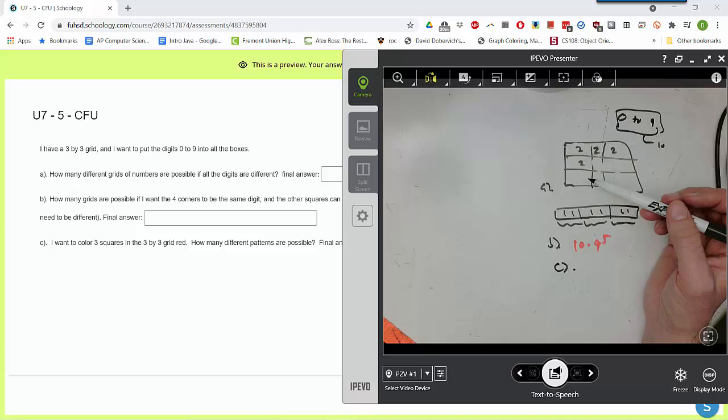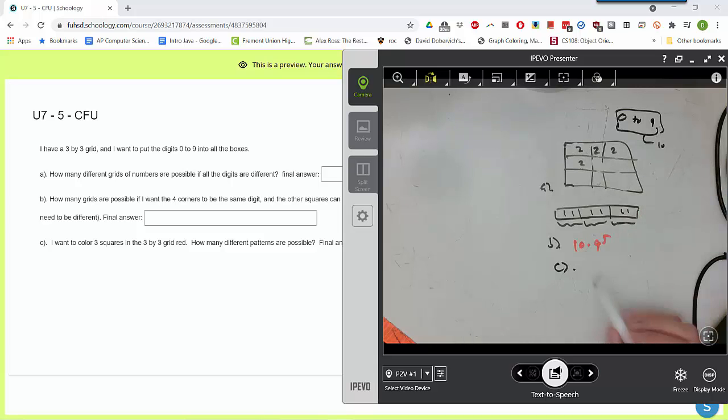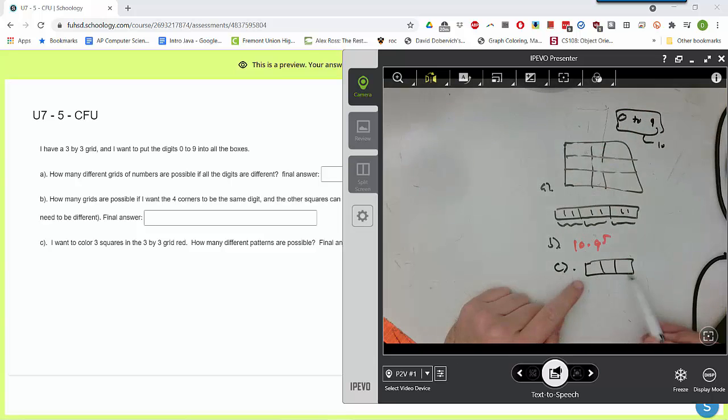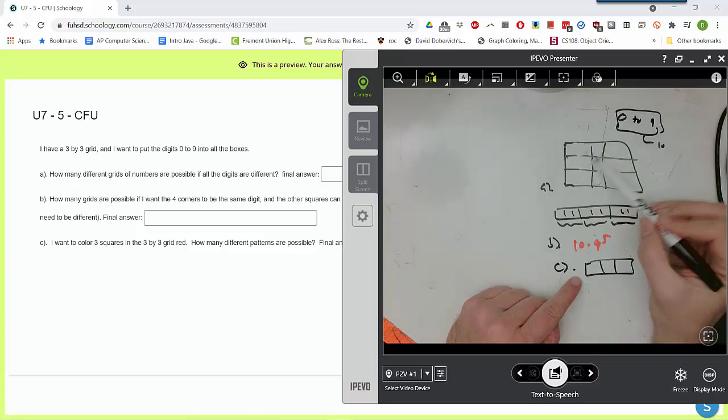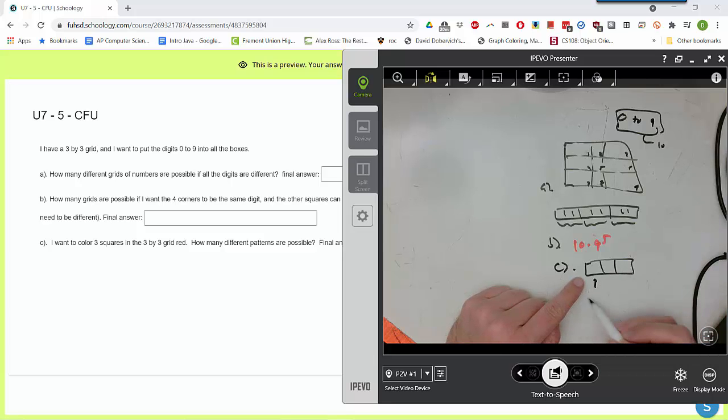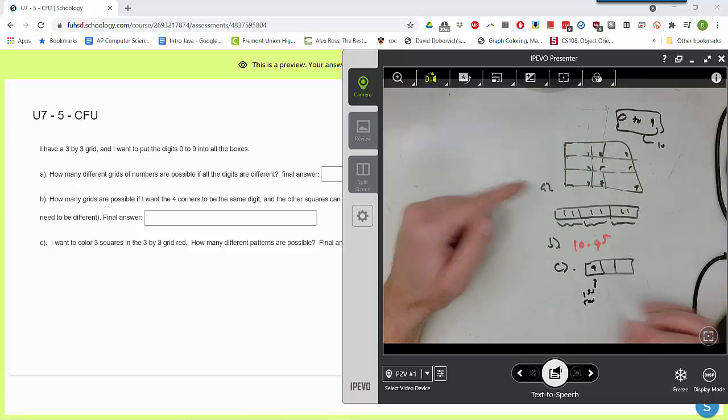So let's think about it this way. I want to color 3 squares. So let's think about it in terms of which locations. I know 3 of them are going to be red, so I'm going to make 3 choices: which is the first red location, which is the second red location, and which is the third red location. So let's number the locations. 1, 2, 3, 4, 5, 6, 7, 8, 9. So 9 locations. The first red location, I've got 9 options to choose from.